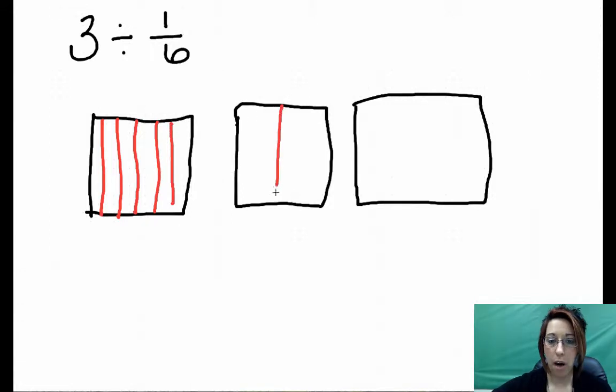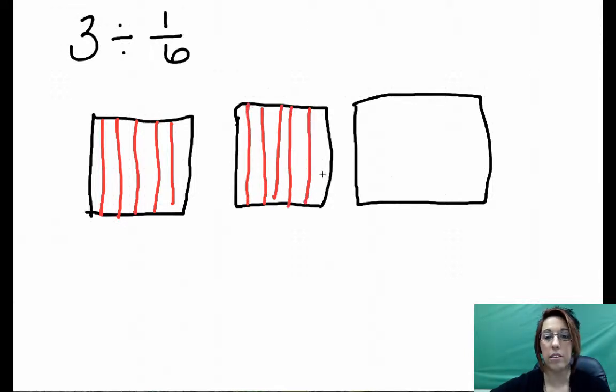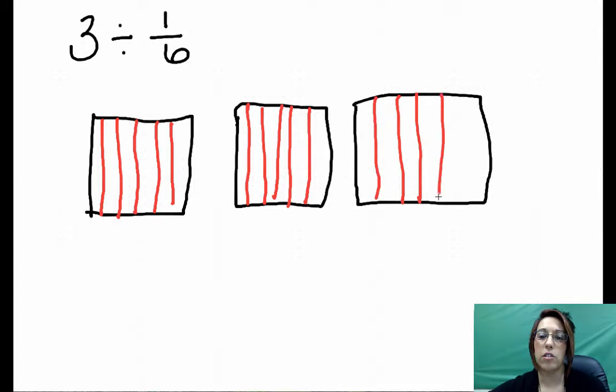Notice my models are nowhere near perfect, but I'm doing the best I can. That's exactly what I expect of you as well. So we're taking our wholes and separating them into sixths. In order to solve this problem, we're going to go ahead and count the number of sixths that we created.